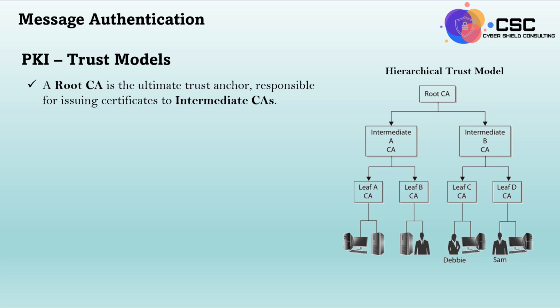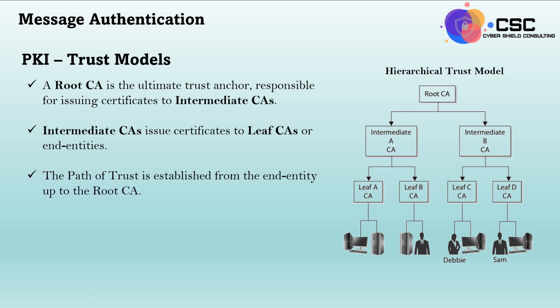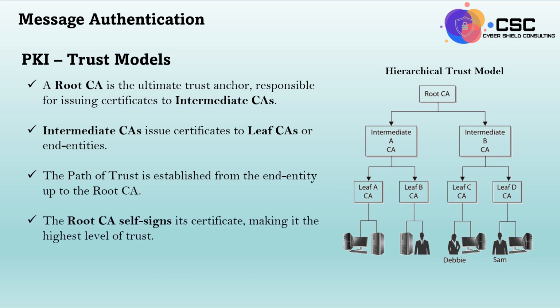It issues certificates to intermediate certificate authorities, which in turn issue certificates to end users or devices, also known as leaf certificate authorities. The trust flows upward, meaning if a certificate is signed by a certificate authority, it's considered trusted only if we can trace its chain back to the root certificate authority. This is why the root certificate authority self-signs its certificate, making it the most trusted entity in this hierarchy. This model is widely used in enterprises, government agencies, and large organizations.